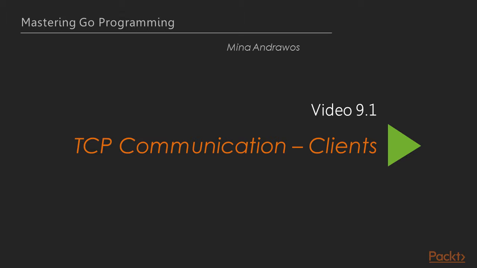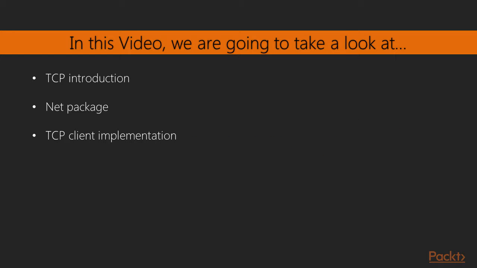Let's get started. In this video, we'll start with a quick overview on the TCP protocol. Then we will move to discuss the net package, which is Go's golden gate to IP layered communications like TCP and UDP. Then we will conclude by writing some code to implement a TCP client in Go.